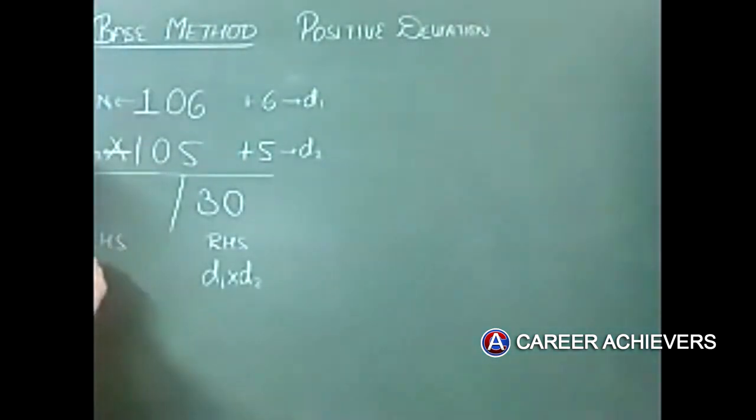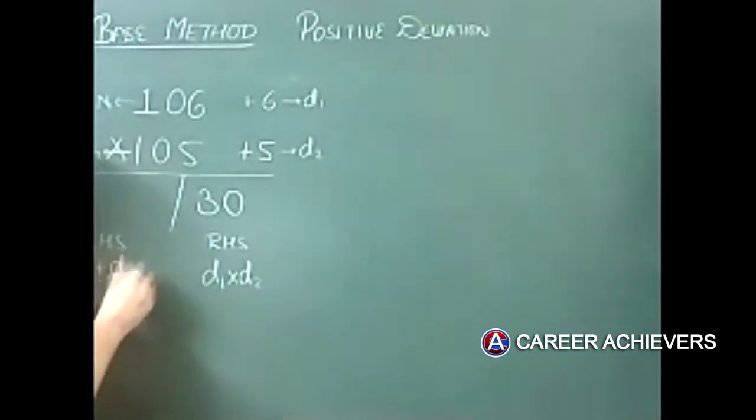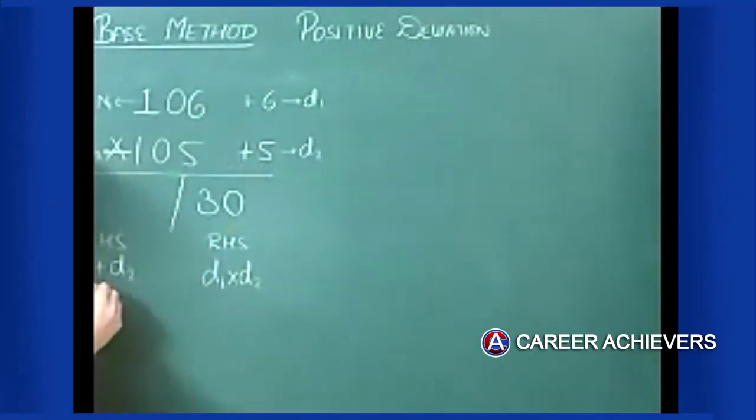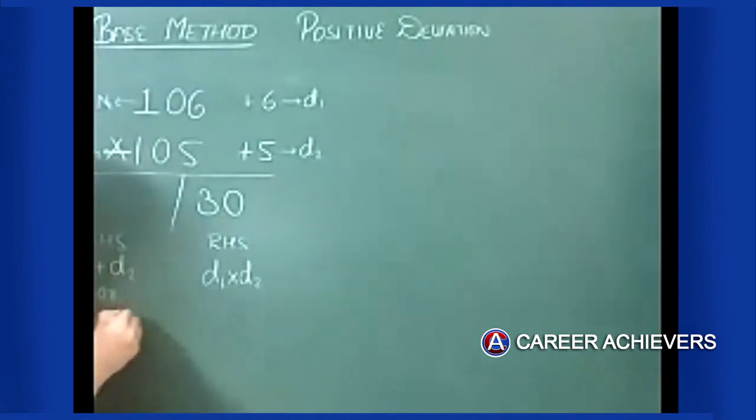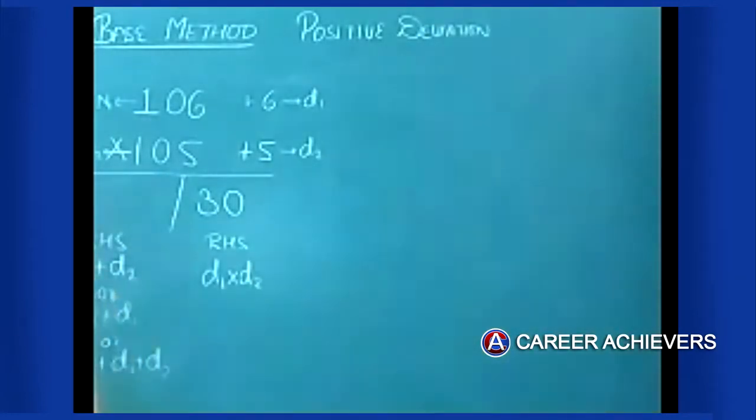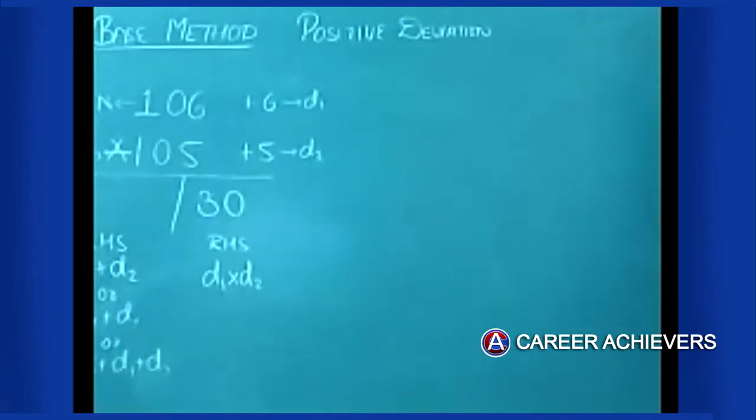LHS is obtained either by adding number 1 and deviation 2, or number 2 and deviation 1, or base plus deviation 1 plus deviation 2. All these are going to give me the same answer, isn't it? Yes.